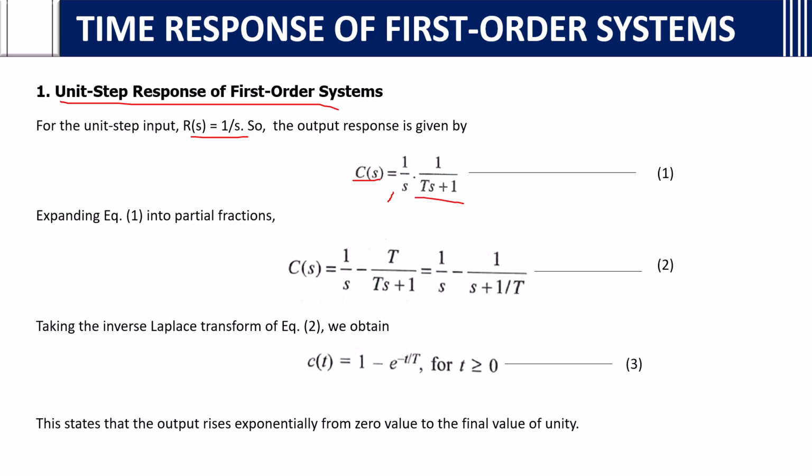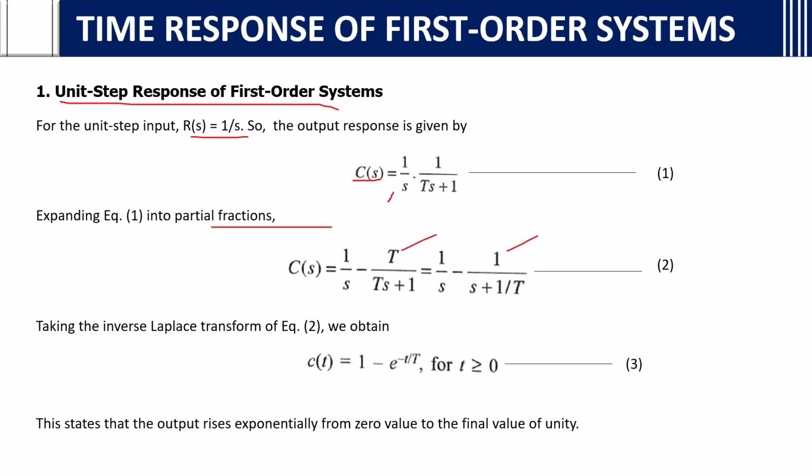Expanding equation 1 into partial fractions. How can we expand into partial fractions according to maths? 1 by S minus 1 by TS plus 1, you can write. If you write in this way, again if you take LCM, you will get this only. Understanding? And what they have done here is they took the T common and cancelled this T, so S plus 1 by T, 1 by T has become from this to here.